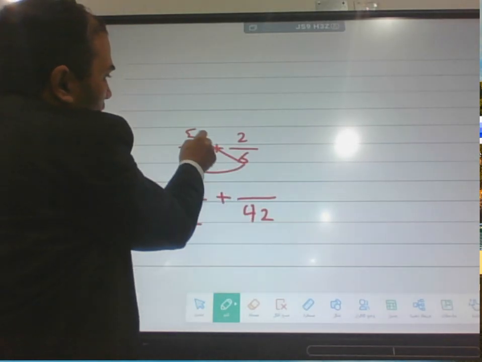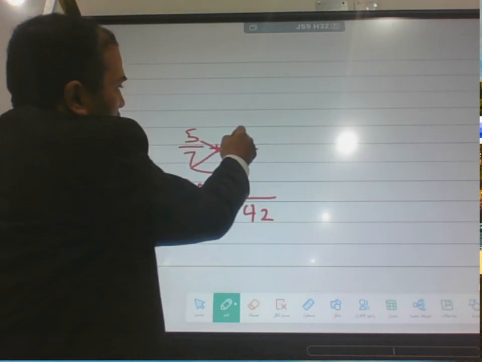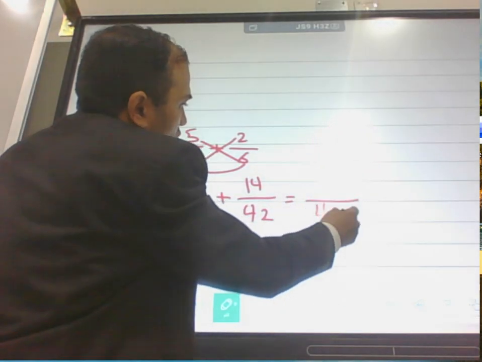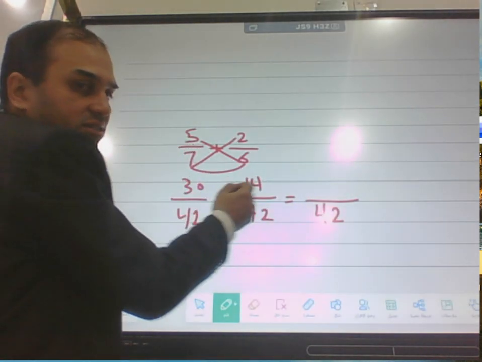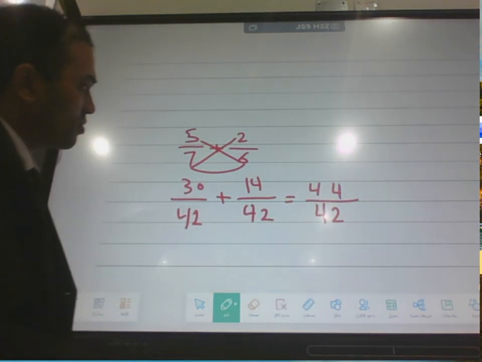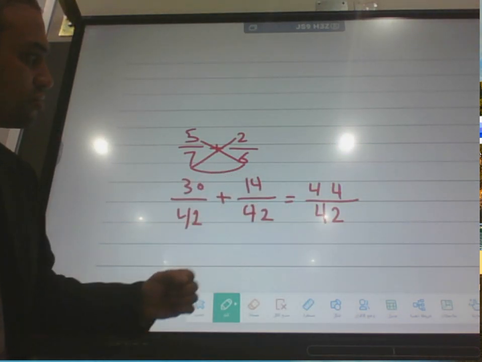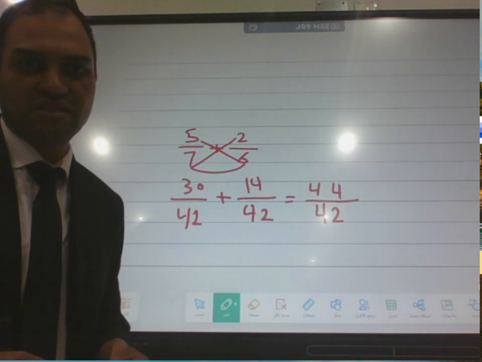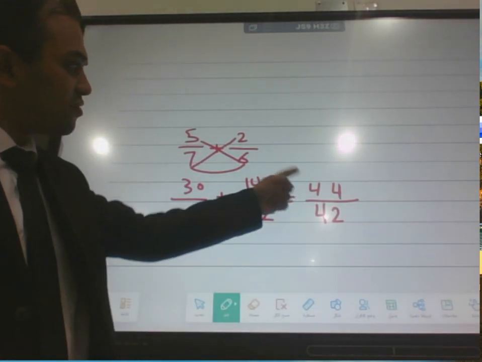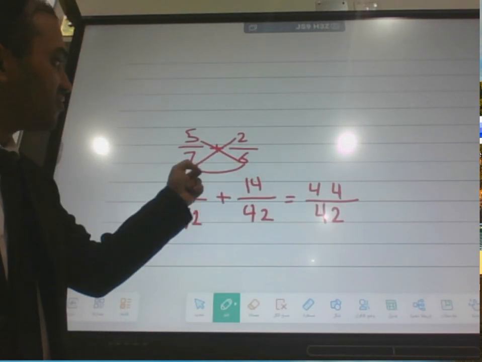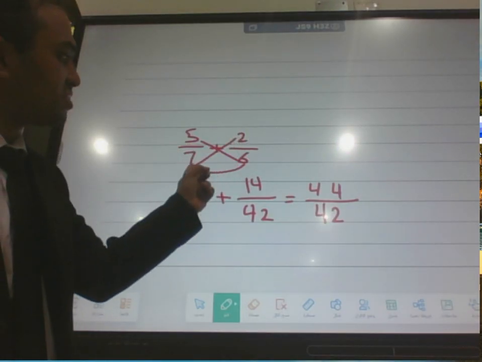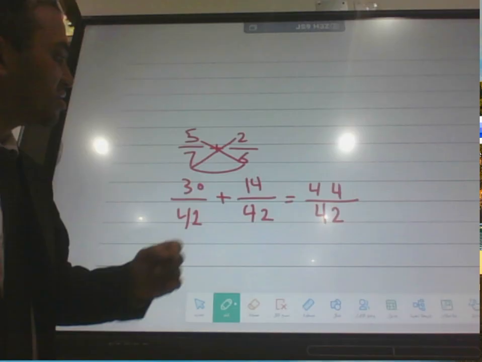And then 5 times 6 is 30, and 7 times 2 is 14. Next step, you can write down 42 and then add 4 plus 0 equals 4 and 1 plus 3 equals 4. We have 44 over 42. It's an even number. You must solve this by dividing the numerator and denominator by 2. 5 times 6 is 30, 7 times 2 is 14, and 6 times 7 equals 42.